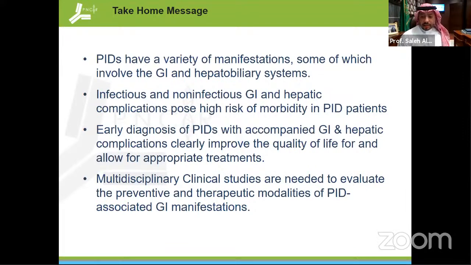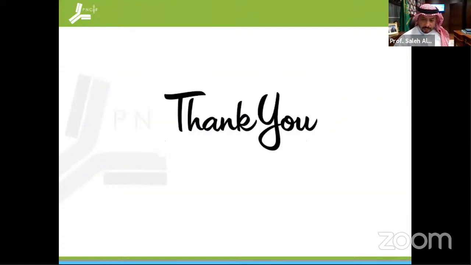I think we need in Saudi Arabia multidisciplinary clinical studies to evaluate the preventive and therapeutic modalities for patients with PID and associated GI manifestation. And thank you very much.